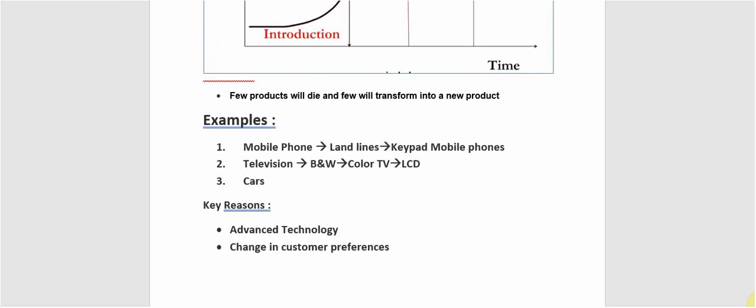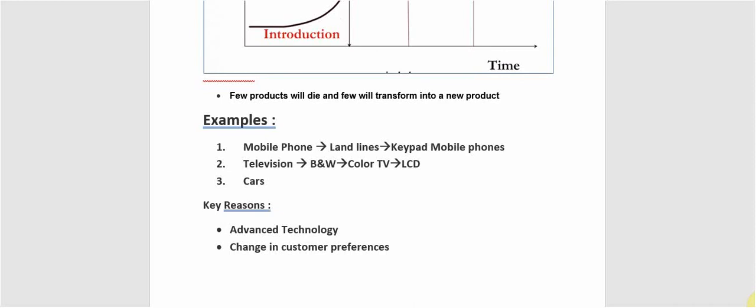If you see the television, previously we used to have only black and white television. Now it has turned to color television, and after that new products came, like LCDs or LEDs. Like that, products change their phases. Similarly, we have cars also. We have different models of cars. In the 1900s, we used to have old cars. Now it is converted into petrol cars. After that, it was diesel cars, and now it is electric cars. Like that, it will change its phases.